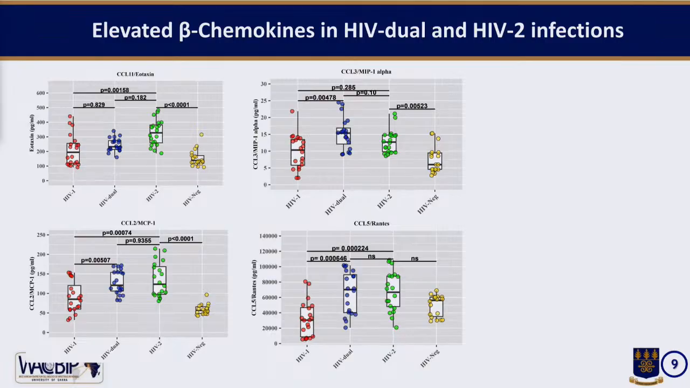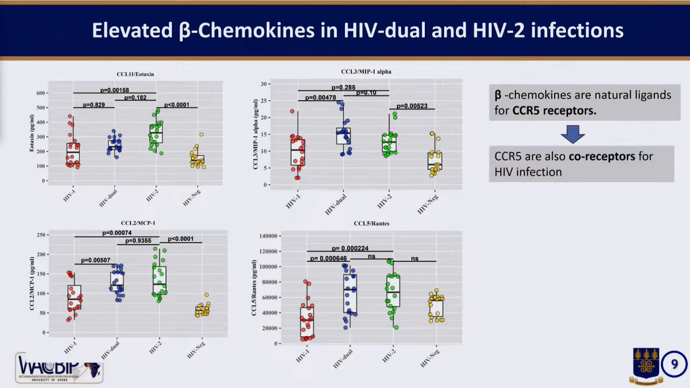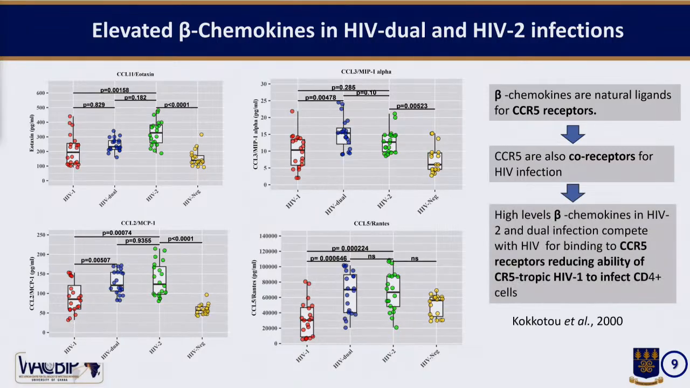And what this data means to us is that usually beta chemokines are natural ligands for CCR5 receptors, which are also required by HIV to infect cells. But when there are high levels of these chemokines in the system, it is possible that the beta chemokines are going to bind to their cognate receptors and exclude the virus from using the same receptor to enter the cells.